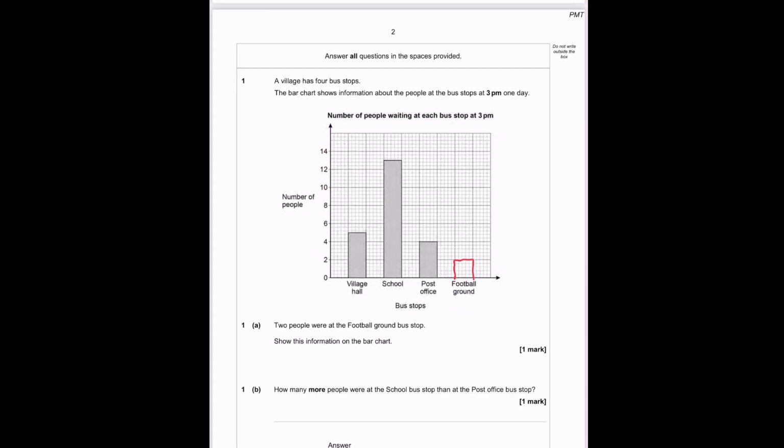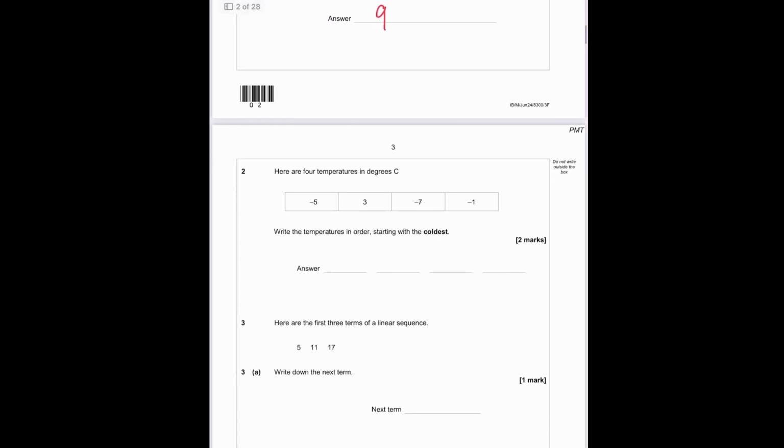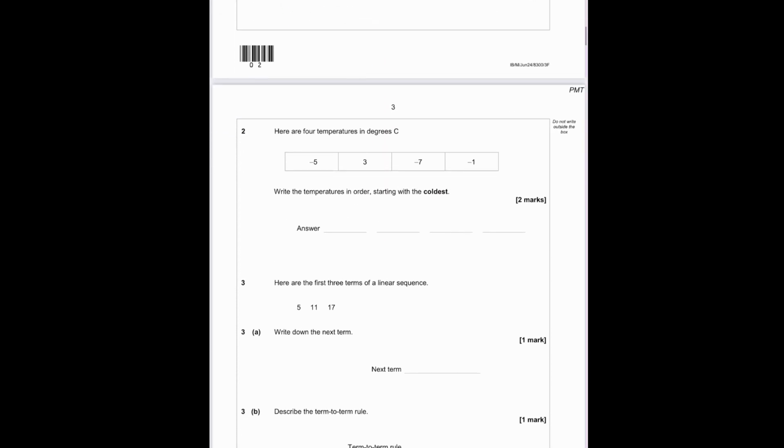How many more people were at the school bus stop than the post office bus stop? So the school bus stop, that's going to be 13. Take away 4, which equals 9. Here are 4 temperatures in degrees centigrade. Write the temperatures in order, starting with the coldest. So that's -7, -5, -1 and 3.